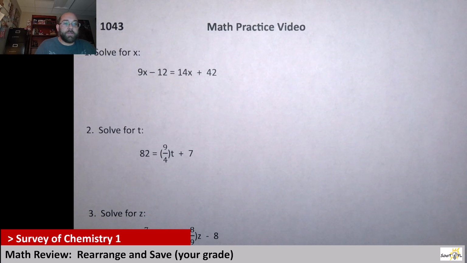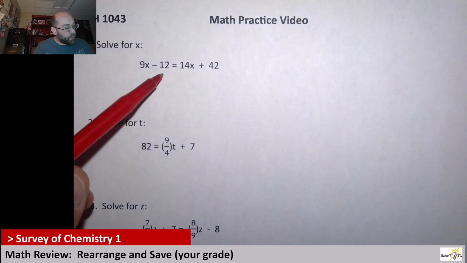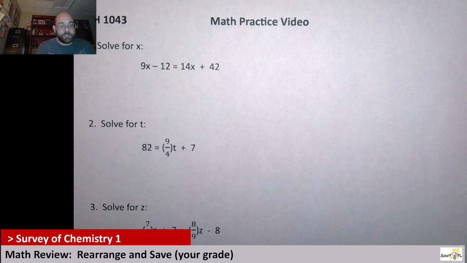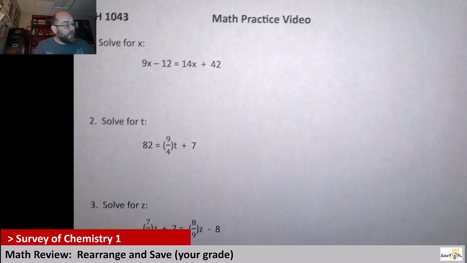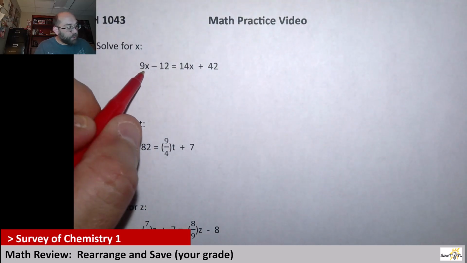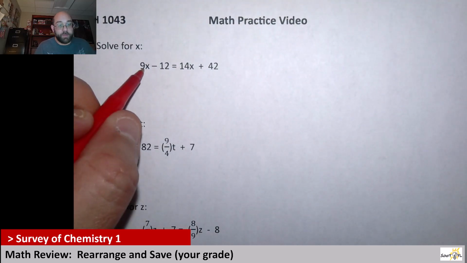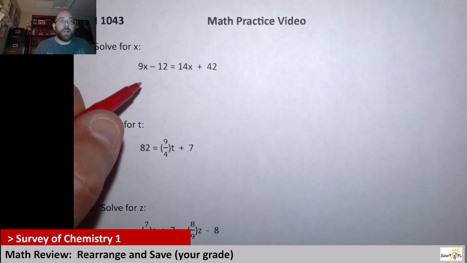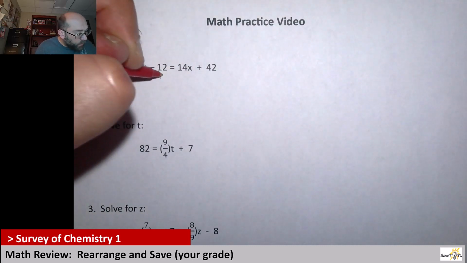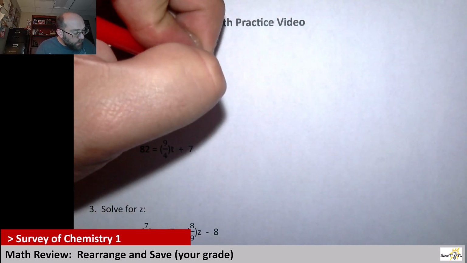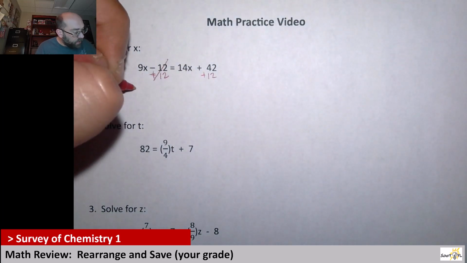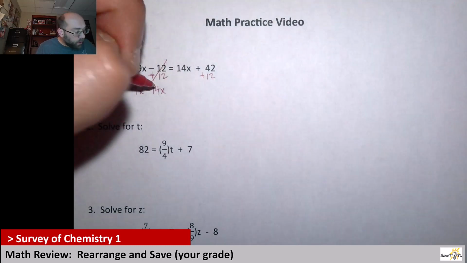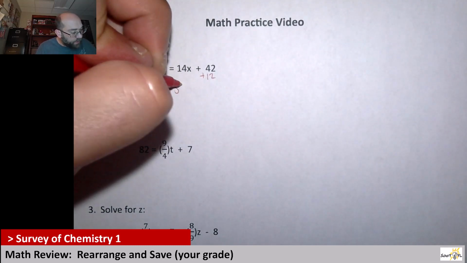So here we go in our first one here. It says solve 9x minus 12 is equal to 14x plus 42. It doesn't really matter which side you start on. I just work left to right. When I have multiplication and then addition, subtraction, it's always best if you do the addition, subtraction first. So in this case, I'm going to add 12 to both sides, and that's going to cancel out the 12 there. Then that gives me 9x is equal to 14x plus 42 plus 12, that should be 54.